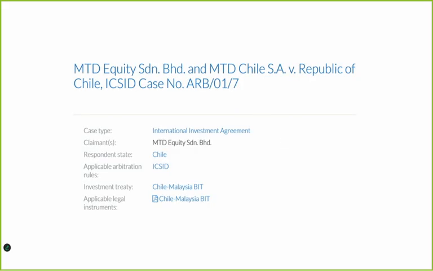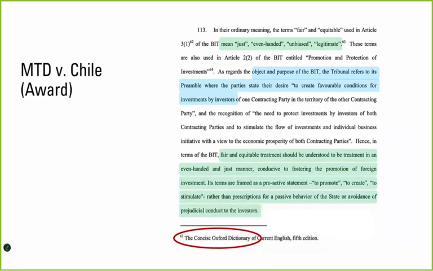This is a good example to show you a very different line of reasoning. MTD v. Chile was a Malaysian investor in Chile under the Chile-Malaysia BIT, so we don't have this need to link FET and minimum standard. And here it's quite interesting. If you start, it tells you what fair and equitable means, so it looks at the terms: just, even-handed, unbiased, legitimate. And if you look at the footnote, it's a dictionary. It's not looking at customary law. It's actually studying the terms. Let's open a dictionary. What does it mean?